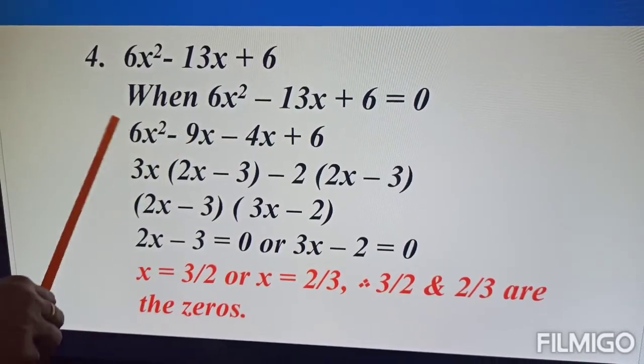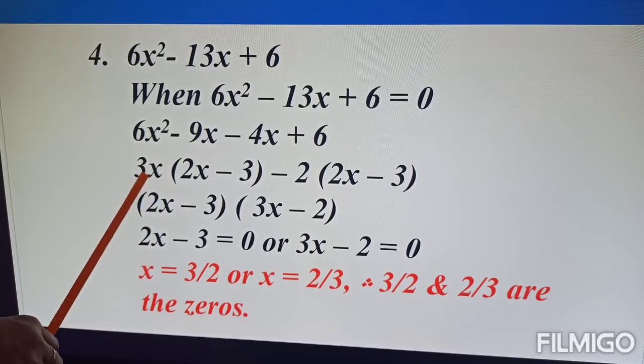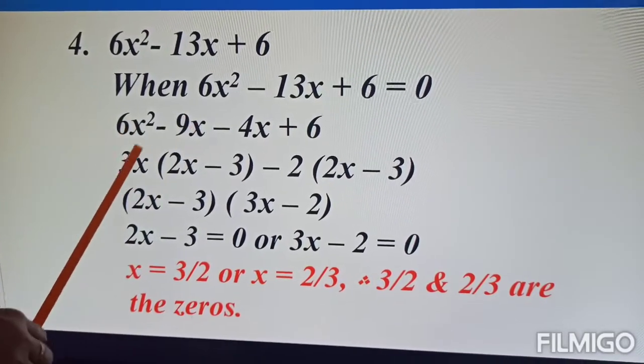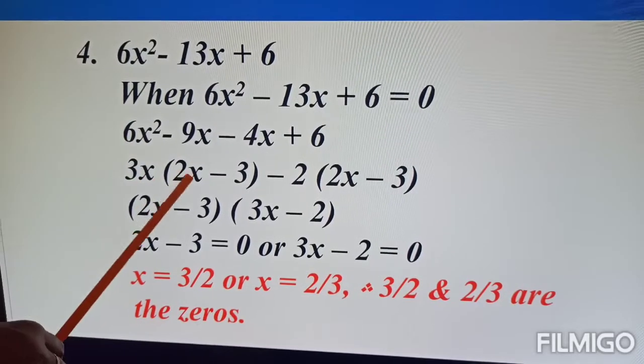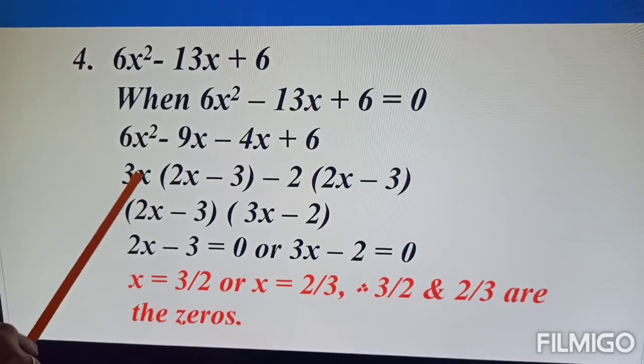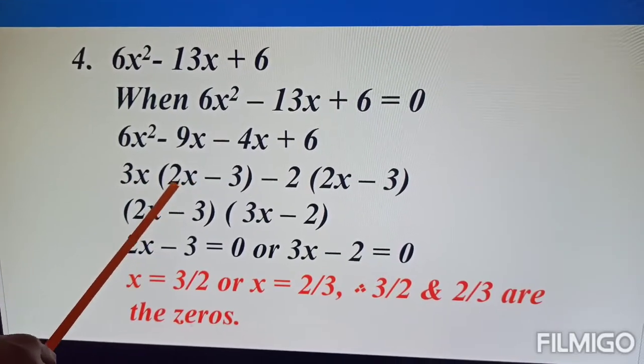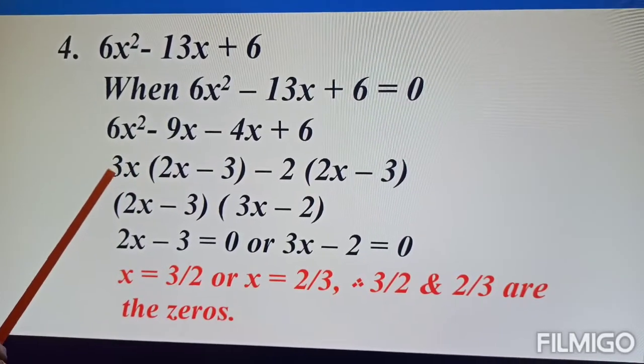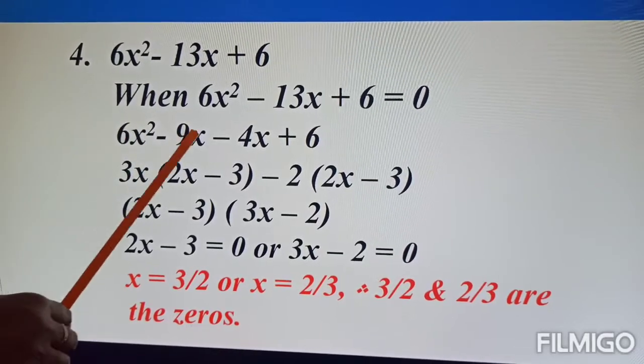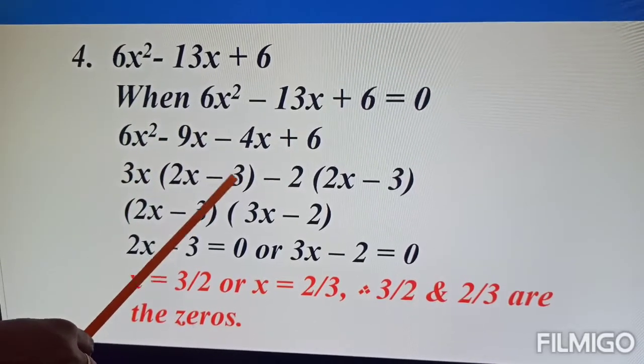From these two, what is the common factor? 3x. If we take 3x as common, then 3 twos are 6, and from x square, if we take 1x, 1x remains inside. 2x remains if we take 3x from this. Then from this, 3 threes are.